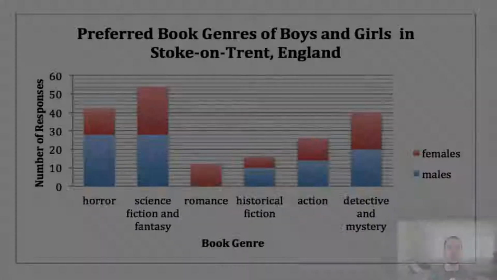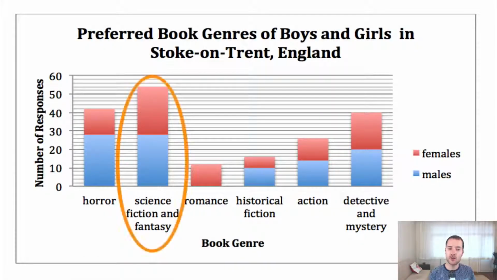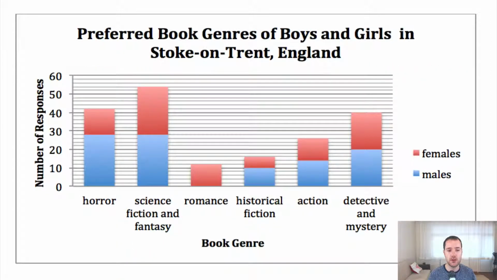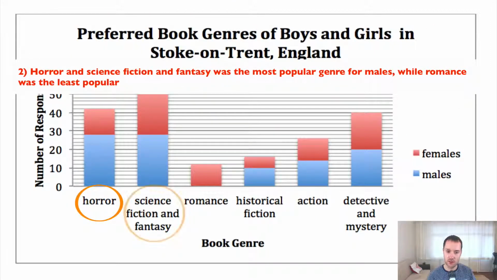So here are the 3 key features that you should have identified. First one, science fiction and fantasy were the most popular genre for both boys and girls. So you notice that we grouped both boys and girls together in that main feature. We also made a comparison. The second one, horror and science fiction and fantasy were the most popular genres for boys.